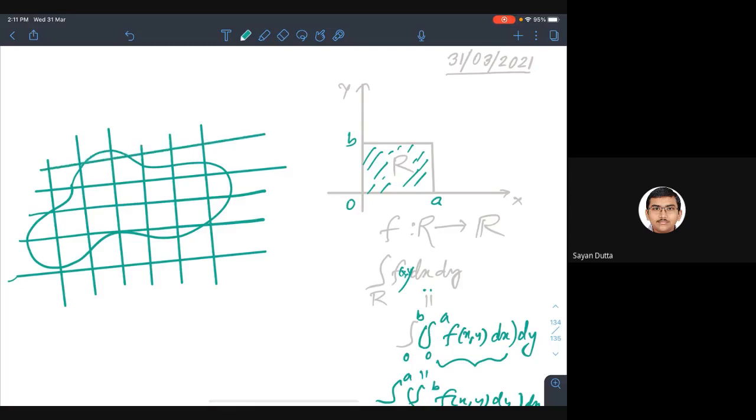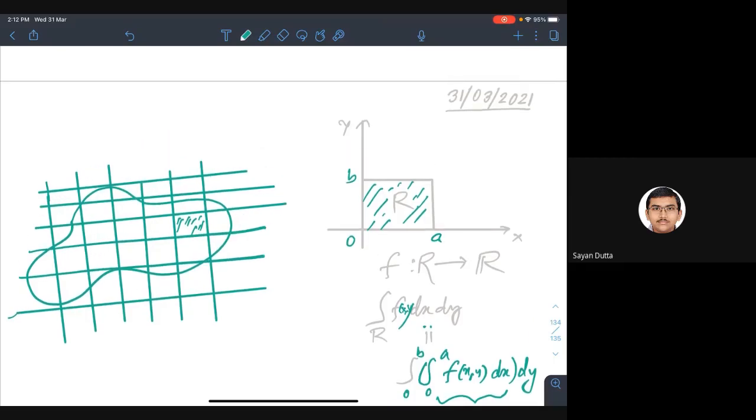You take smaller and smaller rectangles, and the function is defined on each one. For each rectangle you know how to integrate, and you do that and sum it up, and let the area of the rectangle go to 0. This small area becomes smaller, so you divide more and more to approximate this region. So that's how one defines integration in multivariable.